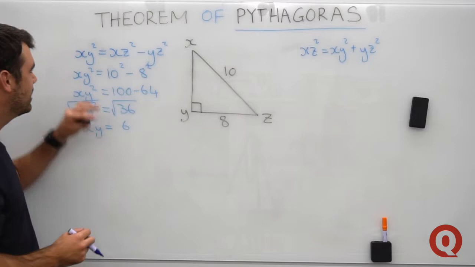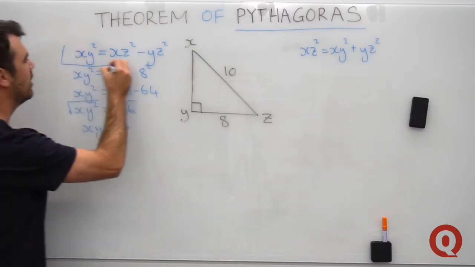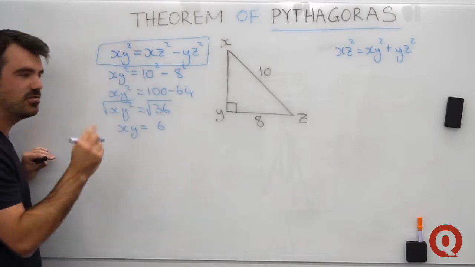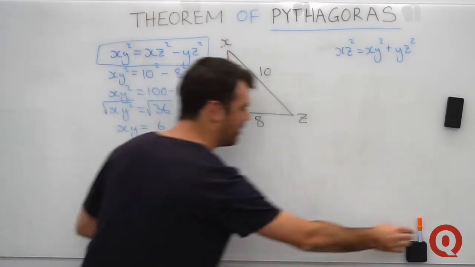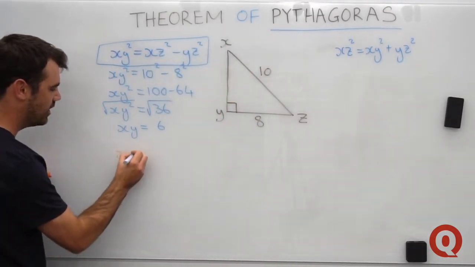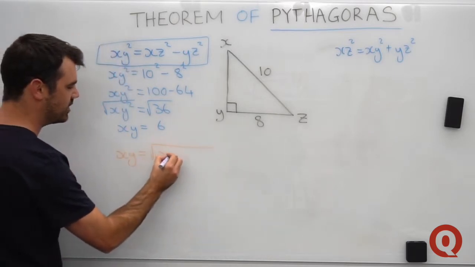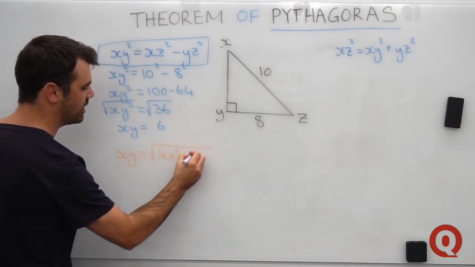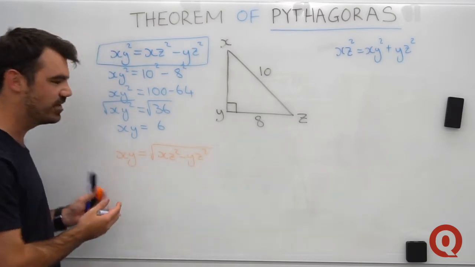Before I continue, some people will say, well, I've seen my teacher write like this. So from this step here, they've said to you that you can actually write it as xy already. Now use a different color to not confuse you. So they're writing xy is equal to, and they're square rooting already the xz squared minus yz squared. That is absolutely fine. There's no problem with that.